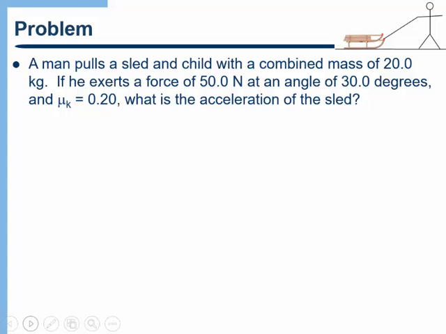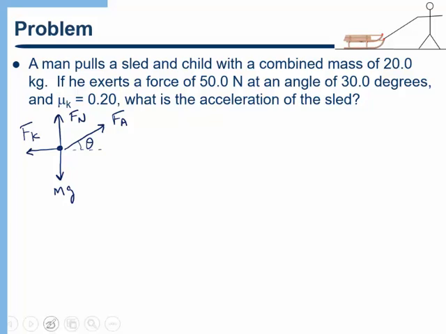So step 1, draw a free body diagram. So let's go ahead and do that. Again, we got the usual suspects. We've got the normal force acting up. We've got mg acting down. We've got an applied force, Fa, that is acting at an angle. So we'll call that angle theta. And then we also have a force of kinetic friction. So our object, in this case the sled, is going to be sliding, and therefore it's kinetic friction.